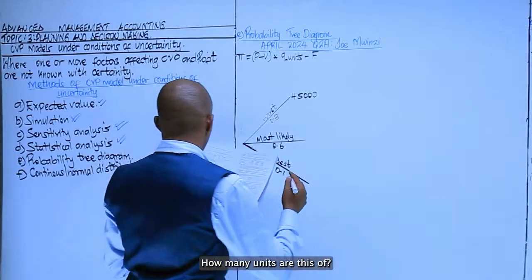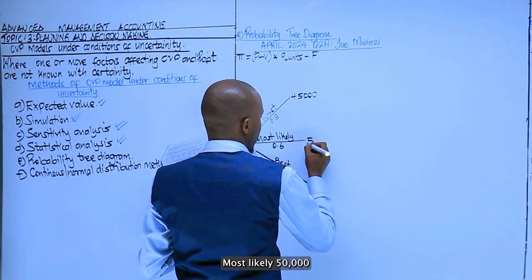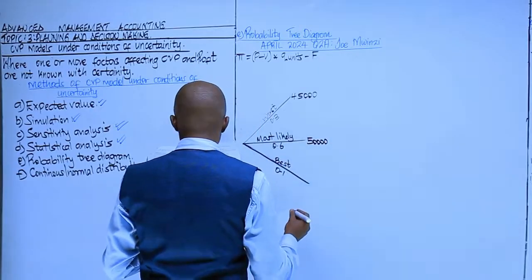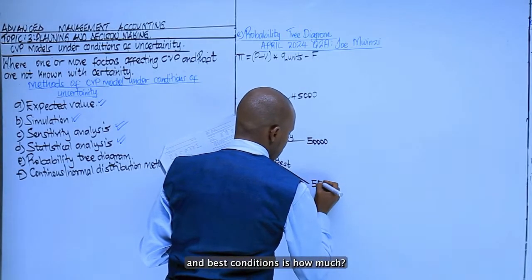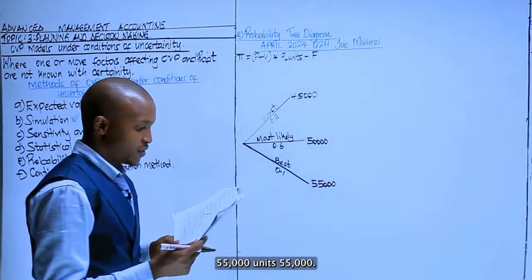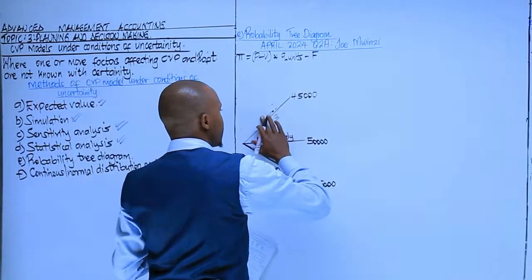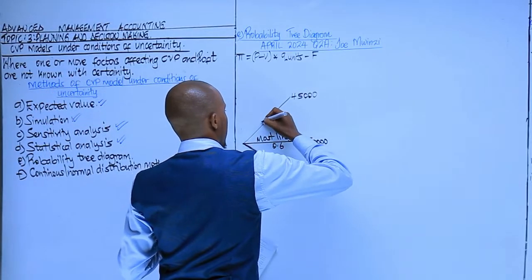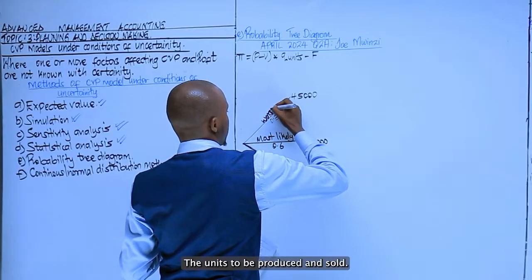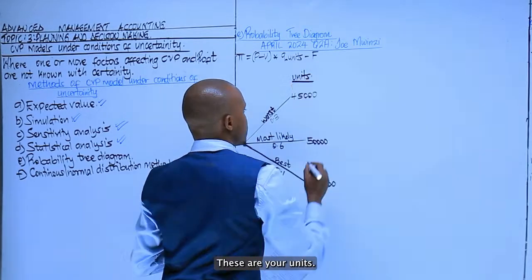How many units are these of most likely? 50,000. And best conditions was how much? 55,000 units. We have represented the units to be produced and sold. So these are your units.